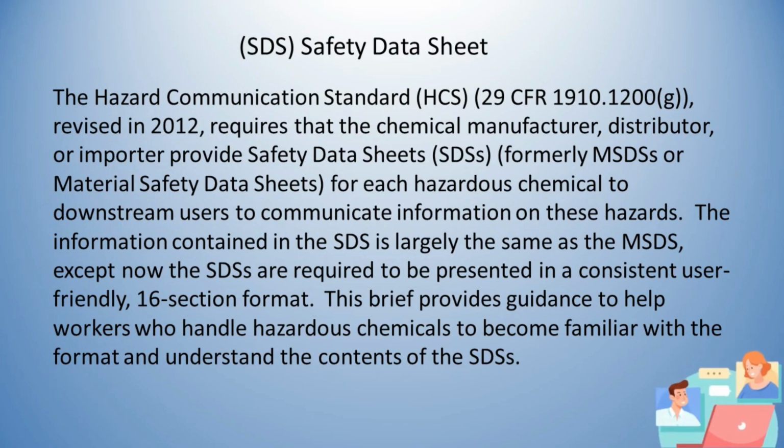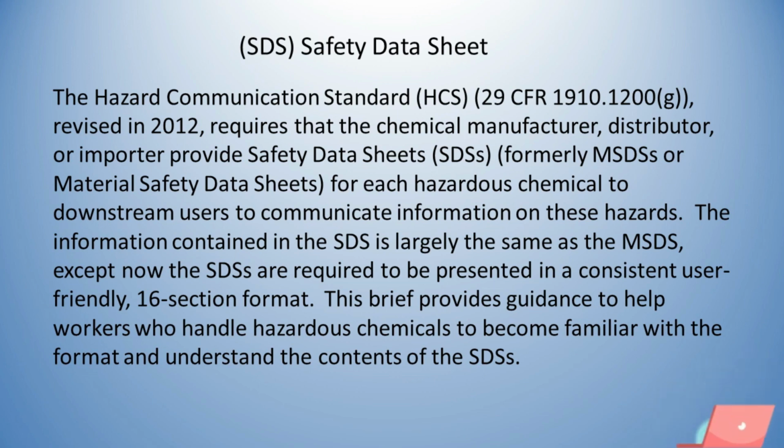SDS Safety Data Sheet. The Hazard Communication Standard, HCS 29 CFR 1910.1200(g), revised in 2012, requires that the chemical manufacturer, distributor, or importer provide safety data sheets, SDSs, formerly MSDS or material safety data sheets, for each hazardous chemical to downstream users to communicate information on these hazards. The information contained in the SDS is largely the same as the MSDS, except now the SDS are required to be presented in a consistent, user-friendly 16-section format.